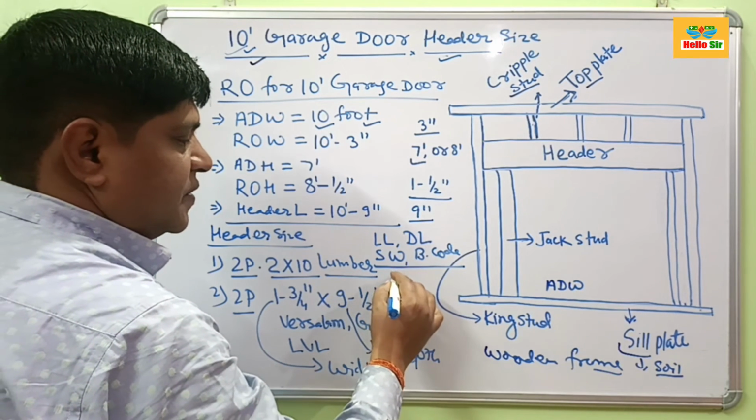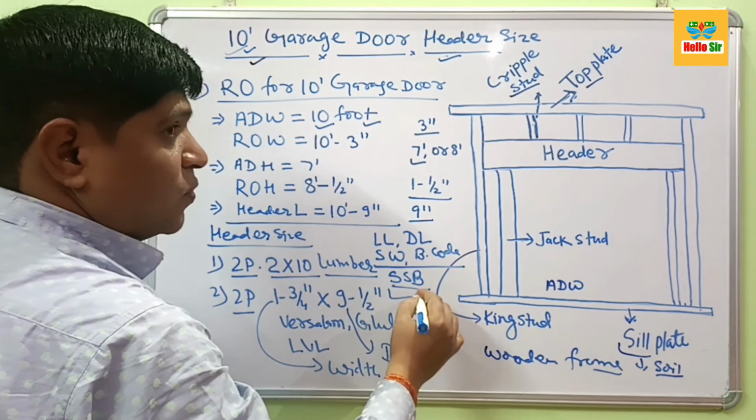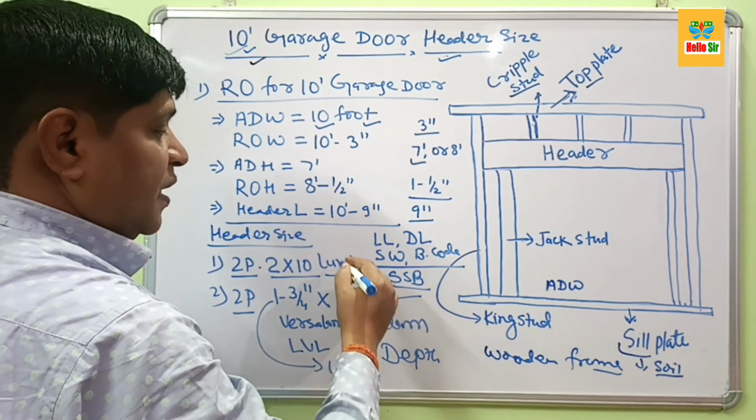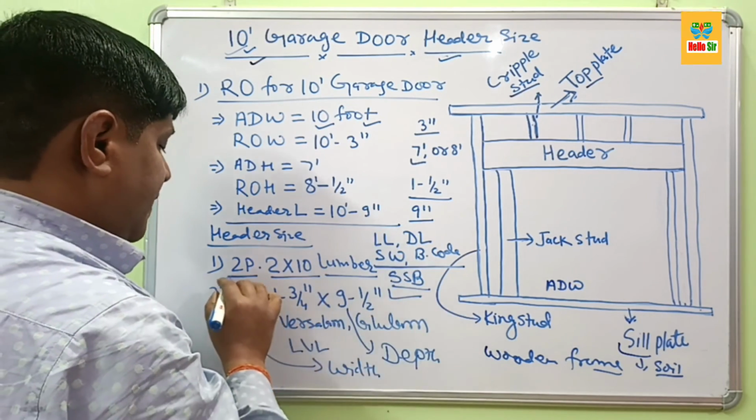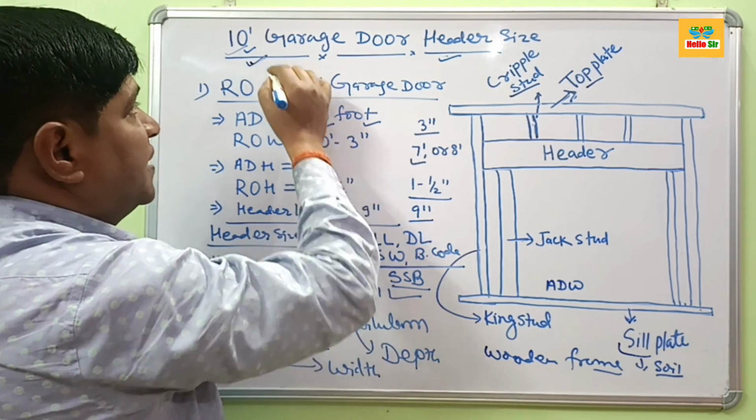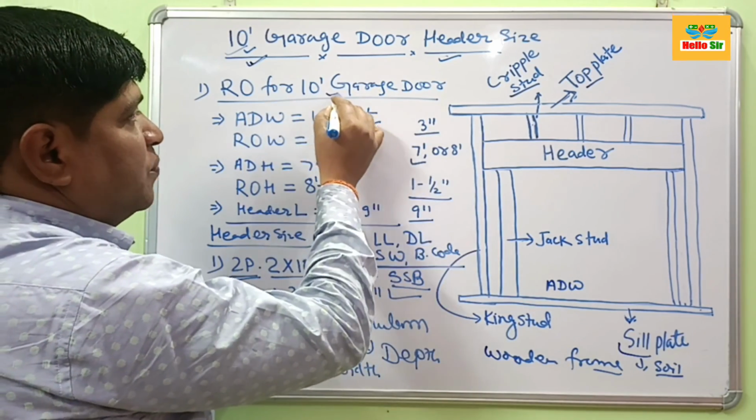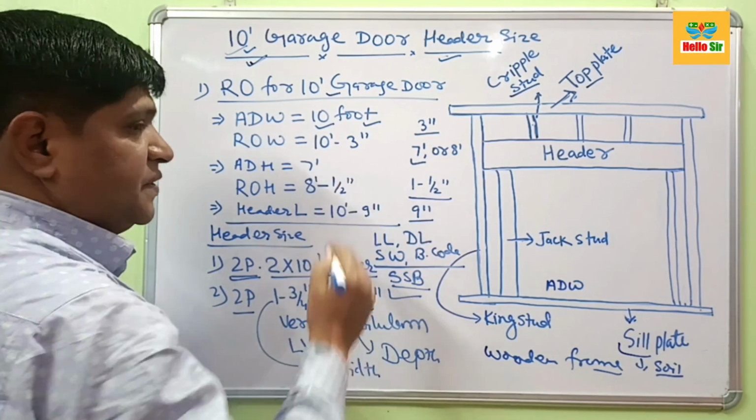This is also used for a single story building. If your roof is single story, then we can use two pieces of 2 by 10 lumber for installing a 10-foot wide garage door. And that is the rough opening for a 10-foot garage door. Understand this. Thank you.